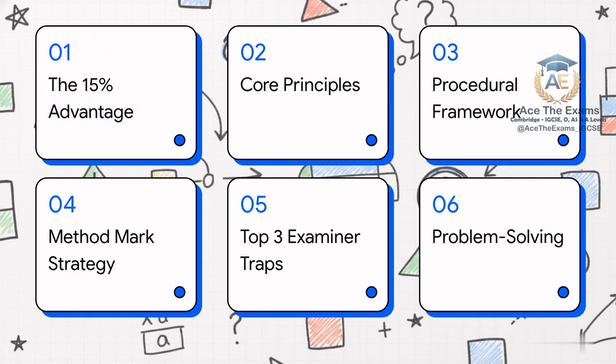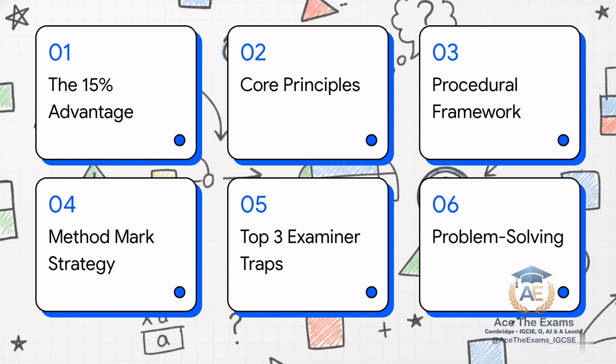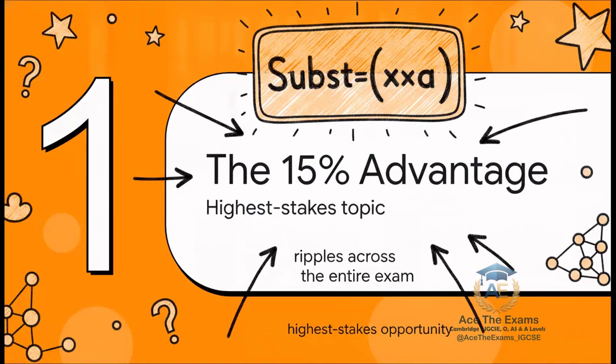Fourth, we'll talk about the hidden currency of the Cambridge exam, the method mark strategy. Fifth, we'll uncover the top 3 examiner traps that catch out students like Alex and Sam. And finally, we will lock down the ultimate problem-solving cycle: deconstruct, solve, and evaluate. This is your roadmap to top marks. Let's start right at the beginning with Section 1.